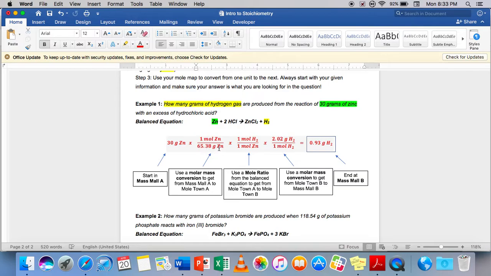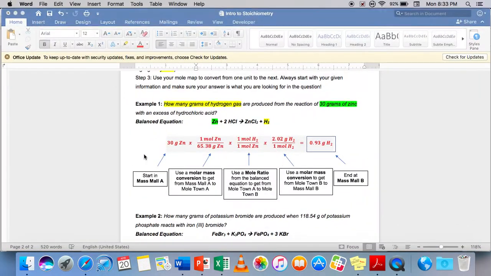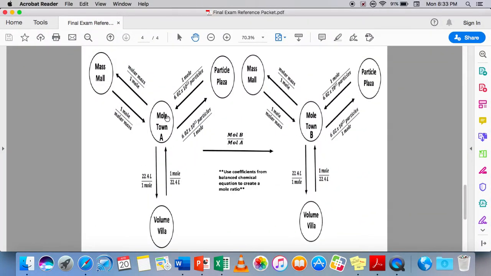So in this case, according to my mole map, it says put molar mass on top, 1 mole on the bottom. On this side, I'm still at zinc. So I'm going to use the molar mass of zinc. I looked at a periodic table, and it was 65.38 grams. So that number goes in the bottom. So as of right now, I am in Moletown. Okay, that was my first conversion. You had lots of practice doing that, so hopefully that was review for you.